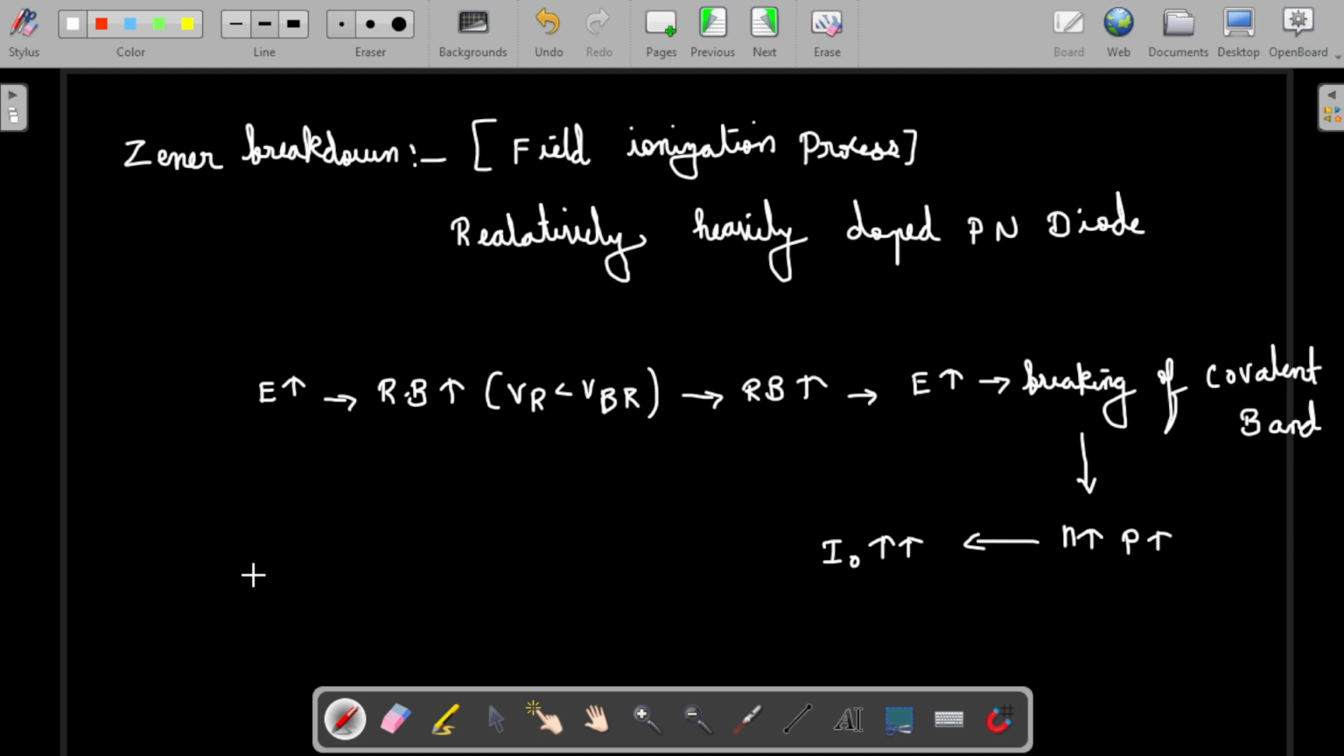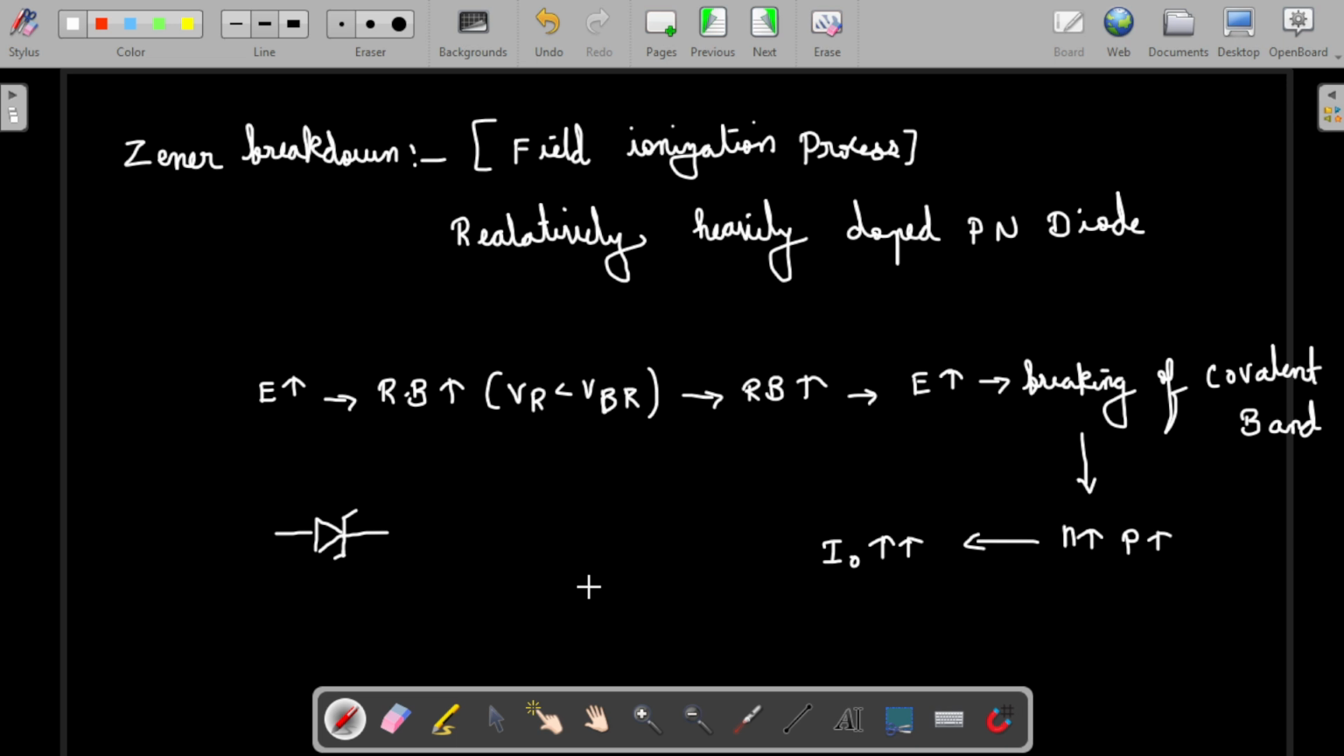How will the Zener diode be represented? It is similar to the normal diode symbol, but with a Z-like bend added here. So this is used to represent the Zener diode. This is the diagrammatic representation of the Zener diode. I hope you are able to understand the things, right? So this is the backend theory behind the Zener diode.